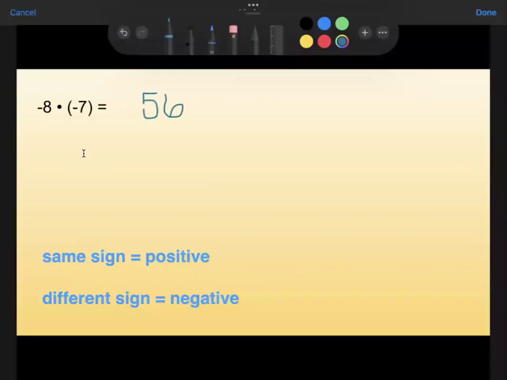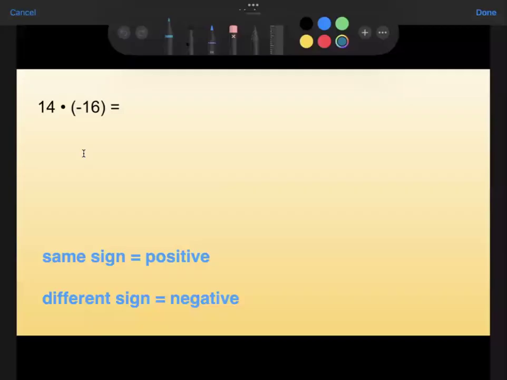Now, if I was doing, let's see, -56 divided by 8, then I would end up with -7 because I'd have different signs. I'd have a positive and a negative. So I would determine that, oh, this is a negative answer. And then all I'd have to do is take 56 and divide it by 8.